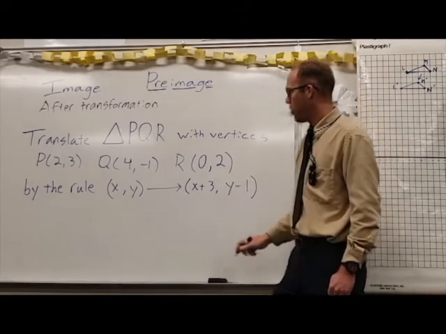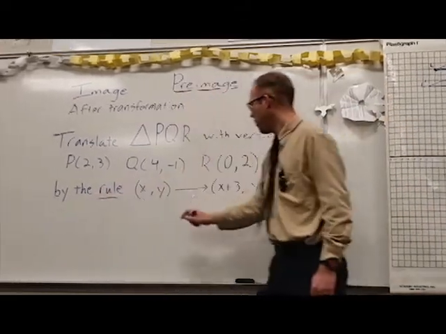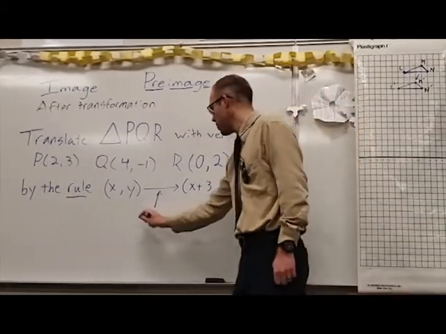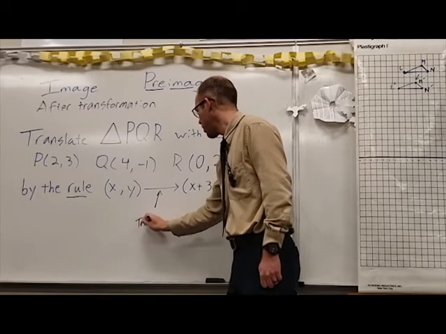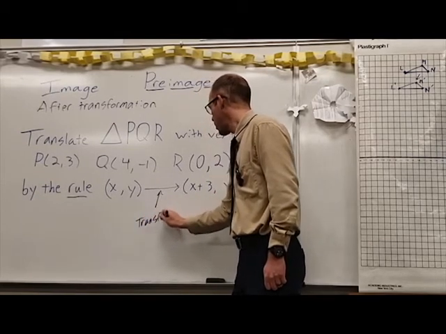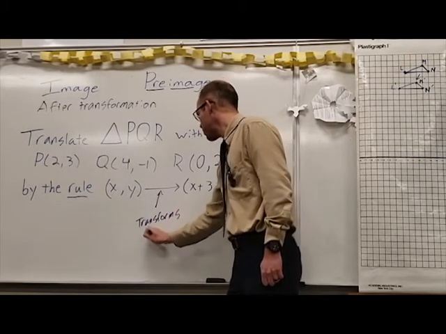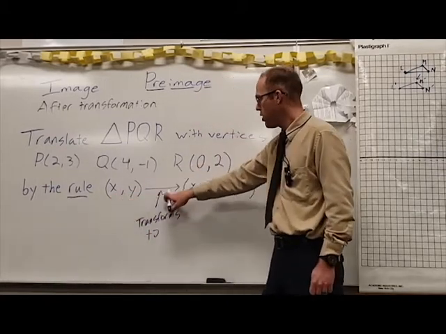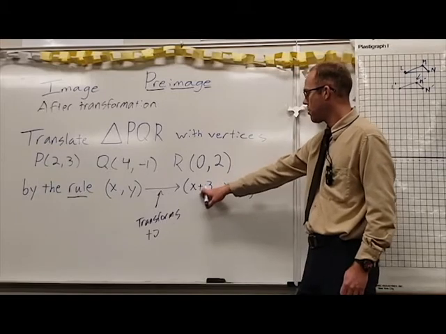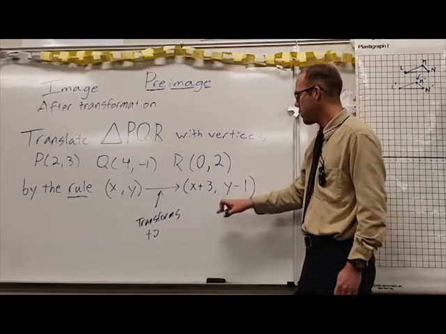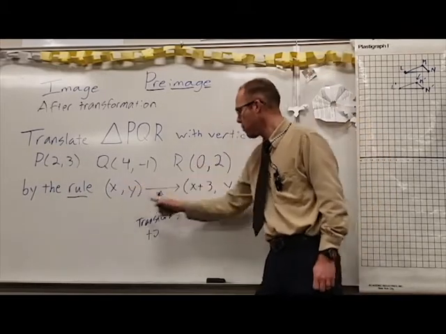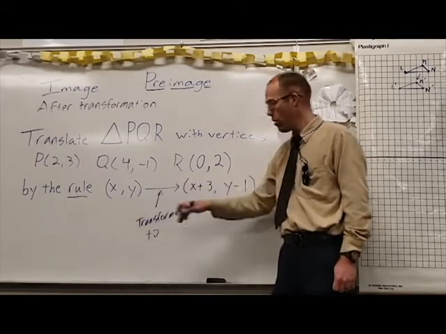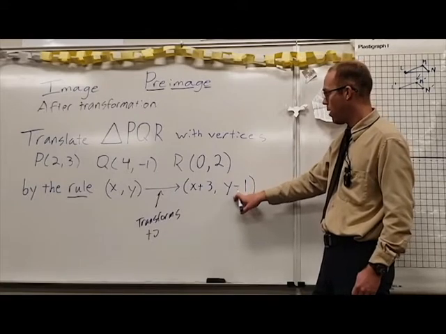Here we have our rule notation. It says by the rule. Now this arrow right here, you'll see in future sections, this means transforms to. So when we read this off, we read the point x y transforms to x plus 3, y minus 1. That simply means whatever the x value was before, we add 3 to it, and whatever the y value was before, we're going to subtract 1 from it.